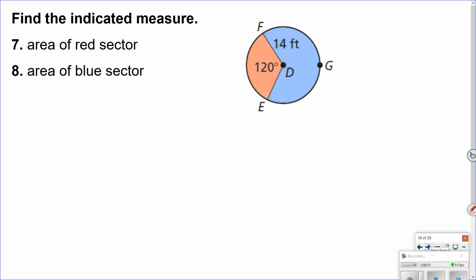You guys try this one. Let's do the area of the blue sector, just number 8. So pause this, work it out, and then we'll come back and check it with each other.